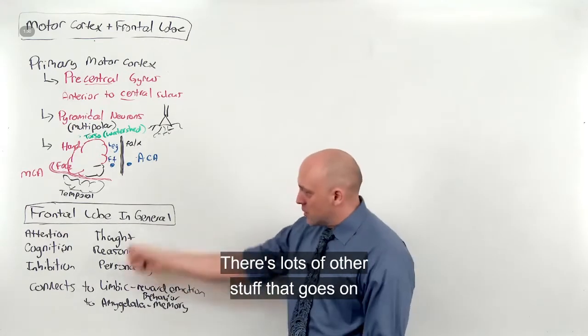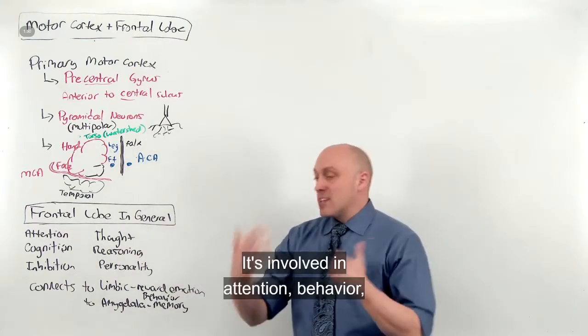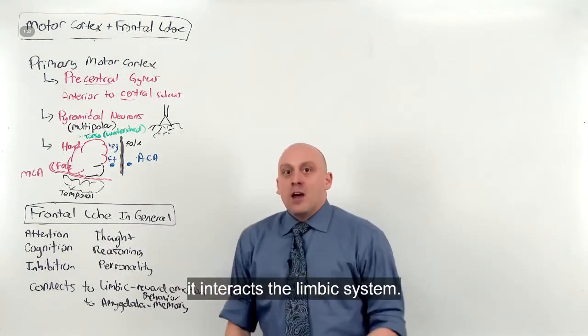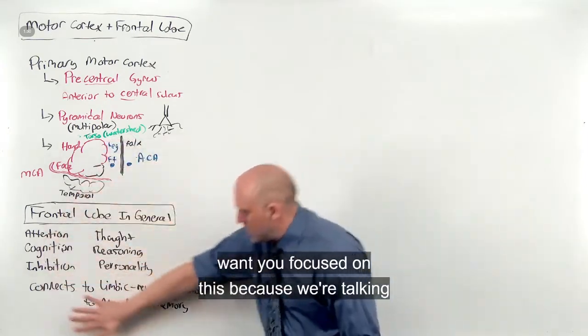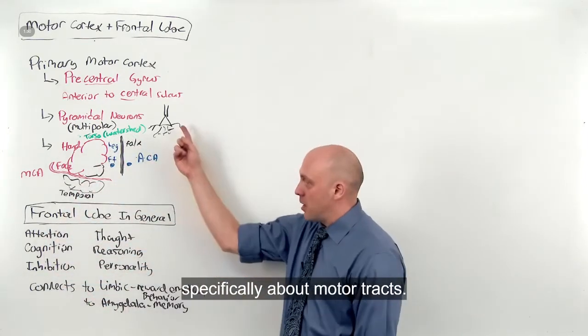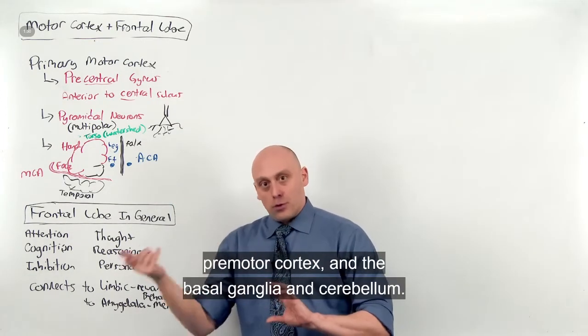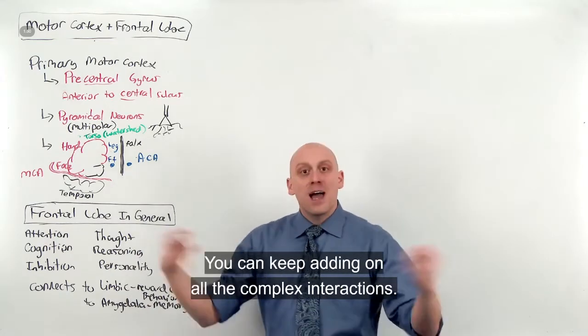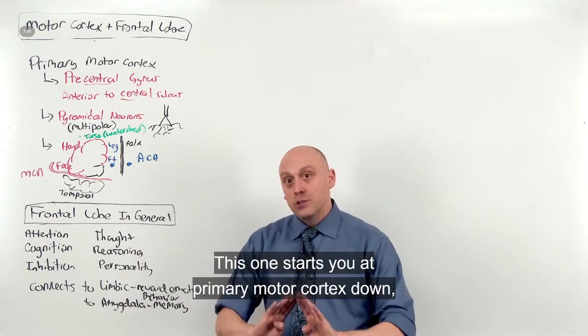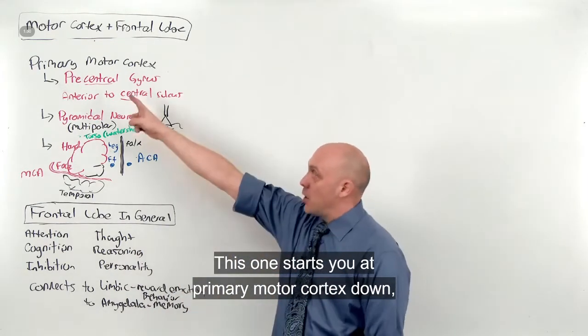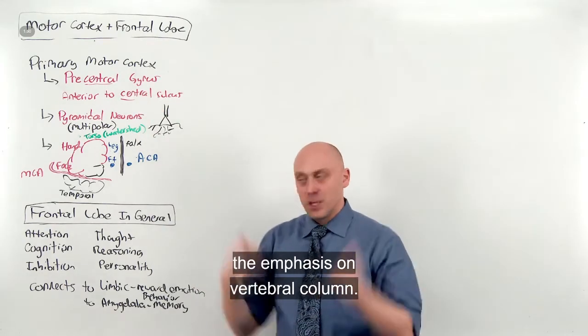There's lots of other stuff that goes on in the frontal lobe. It's involved in attention, behavior, it interacts with the limbic system, and it does a whole bunch of other stuff, but I don't want you focused on this because we're talking specifically about motor tracts. In particular, there is a premotor gyrus, premotor cortex, and the basal ganglia and cerebellum. You can keep adding on all the complex interactions. This one starts you at primary motor cortex down, the emphasis on the vertebral column.